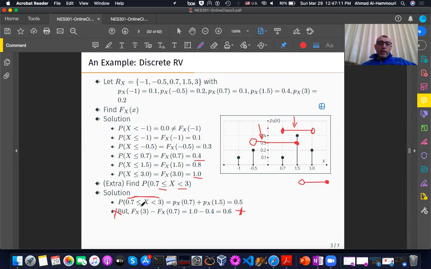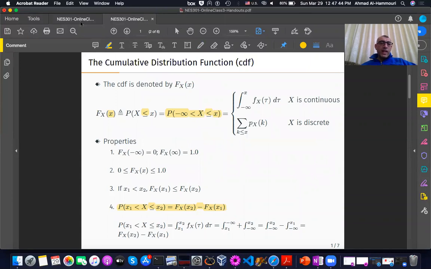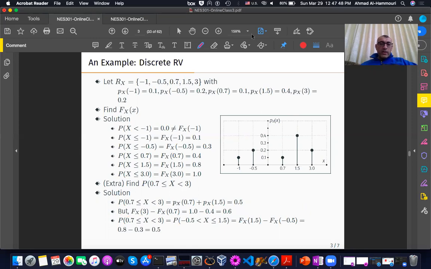So the probability that x is greater than or equal to 0.7 and less than 3 is equivalent to saying, what's the probability that x is greater than minus 0.5 and less than or equal to 1.5? They are equivalent because they include exactly the same points and exclude exactly the same points. But what's the beauty of this second inequality? It is consistent with the CDF. So the inequality 0.7 less than or equal to x less than 3 is equivalent to saying x greater than minus 0.5 and less than or equal to 1.5. Now this is consistent with the definition of the CDF.